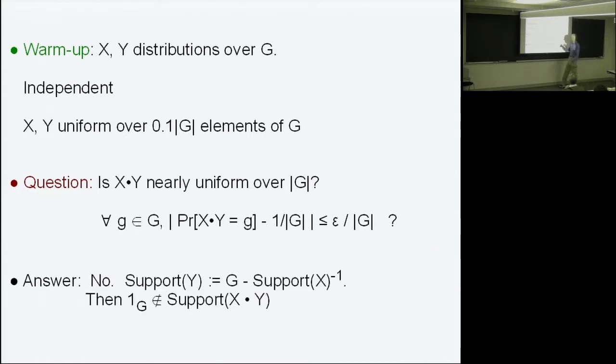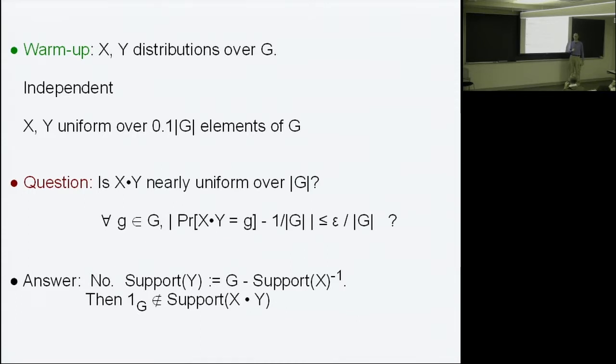So take x to be any distribution that you want on 0.1 fraction of the elements of the group, and you can just define y to have support which is all the elements except the inverse of the support of x. If you do this, then when you multiply xy, you will never get 1 in the group, for example. This is because you are in L-infinity norm. Yes, of course. As I mentioned, I'm going to focus on the stronger infinity bound for now, which in particular implies the statistical distance bound.